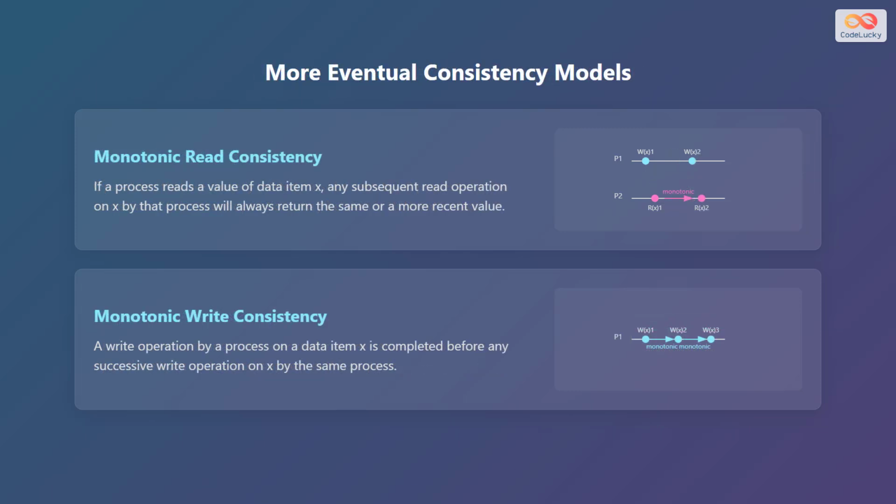Let's explore more kinds of eventual consistency. First is monotonic read consistency. If a process reads a value of data item X, any subsequent read operation on X by that process will always return the same or a more recent value. Next is monotonic write consistency. A write operation by a process on a data item X is completed before any successive write operation on X by the same process.